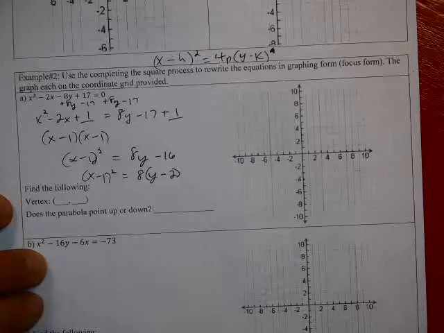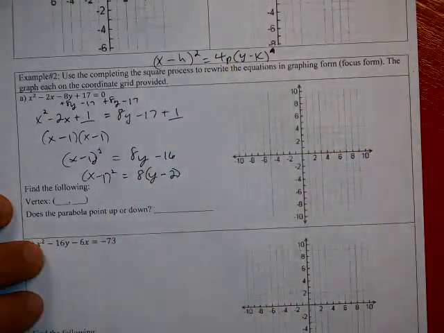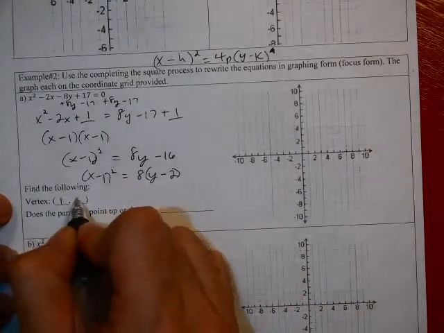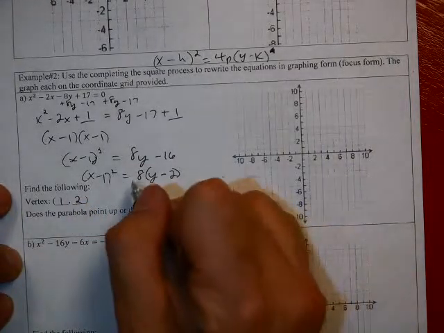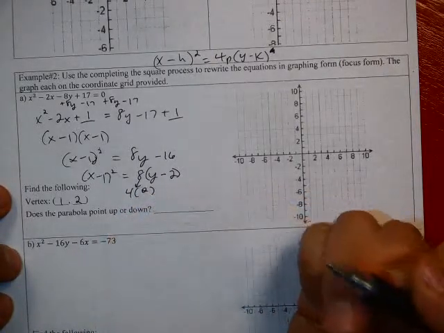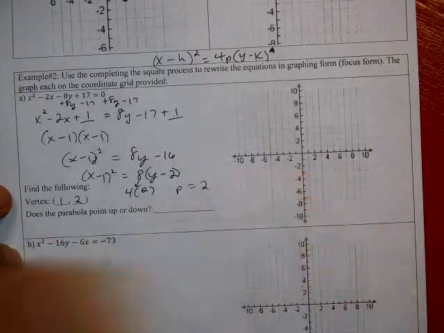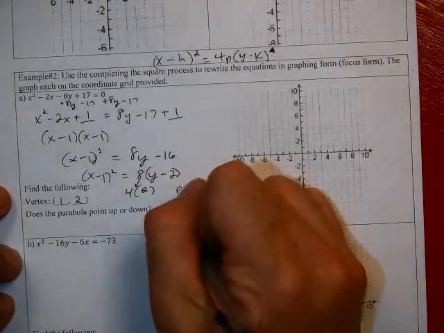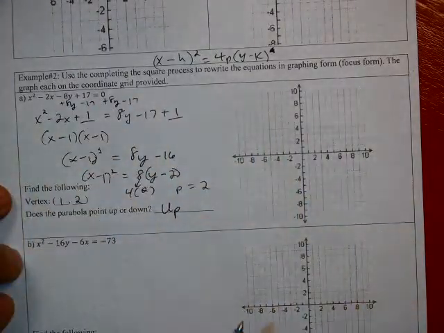Now is it in standard form? Yes. So now we can match it up, try to get the p-value, get the vertex. What is the vertex for this, by the way? 1 and 2. This gets split up 4 times what? 2, which means your p-value is 2. So p, and they didn't give a line here, but we can put p equals 2. Does it point up or down? Up. Positive 2 means it goes up. And again, you can do the graph on your own. There it is, completing the square.